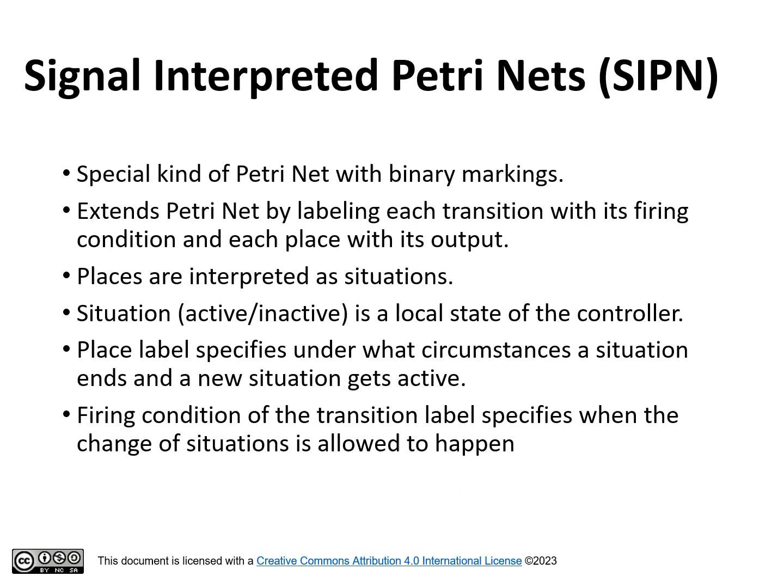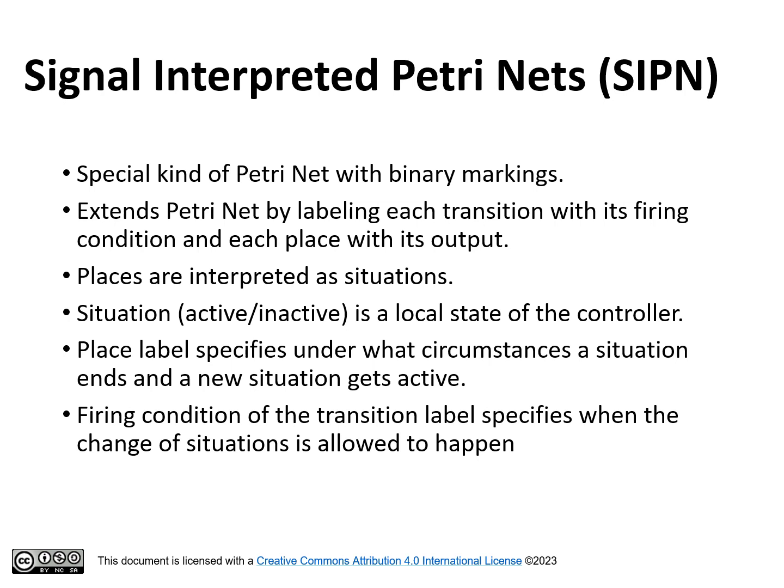A signal interpreted Petri net, SIPN, is a special kind of Petri net with binary markings. Similar to a Petri net, places, transitions, and tokens of an SIPN are graphically represented by circles, bars, and dots respectively, and the flow relations are represented by arcs. SIPN extends Petri net by labeling each transition with its firing condition and each place with its output. The places in an SIPN are interpreted as situations.